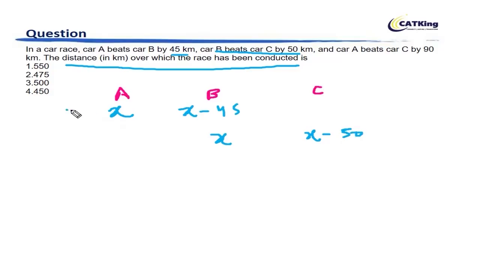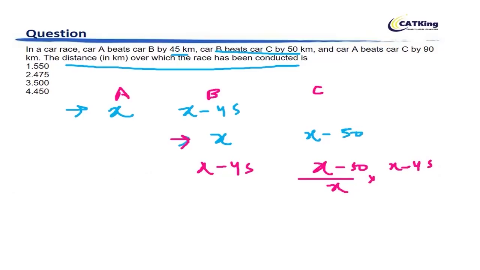Now if we try to equate these two ratios, let's use the unitary method on this one. B traverses x kilometers in the same time as C traverses x minus 50. So if B traverses x minus 45, C will traverse (x minus 50) upon x into (x minus 45), just by the unitary method. And why did we make it x minus 45? So that we can equate the two ratios.